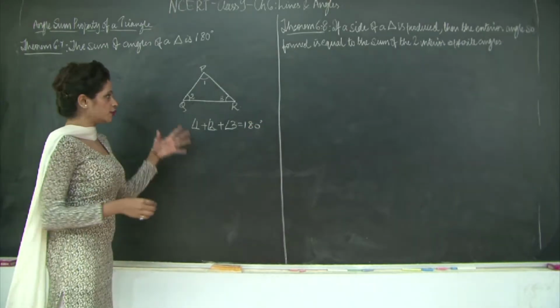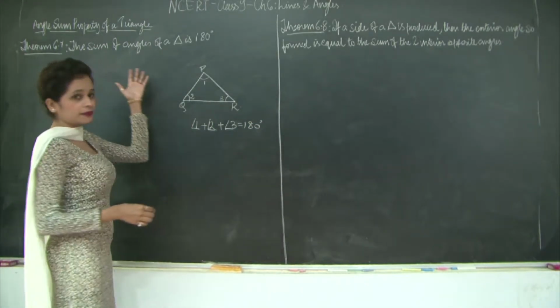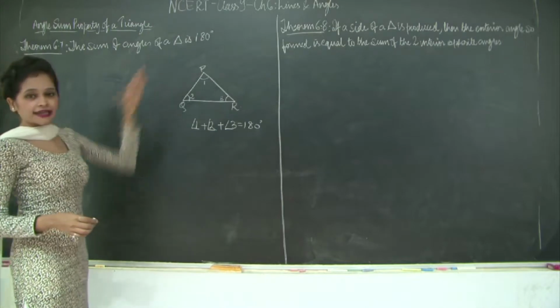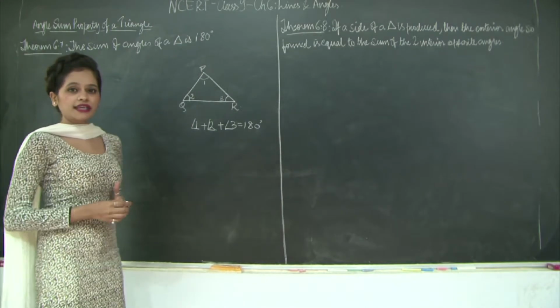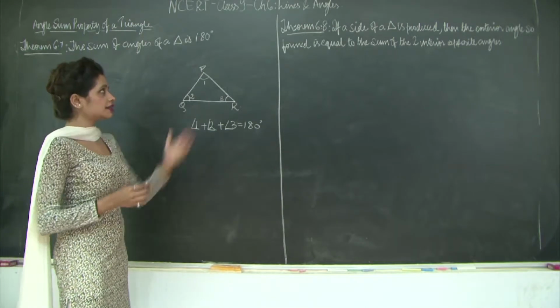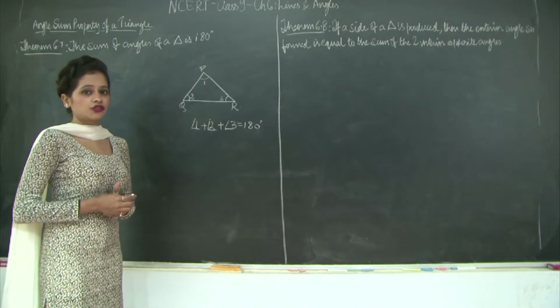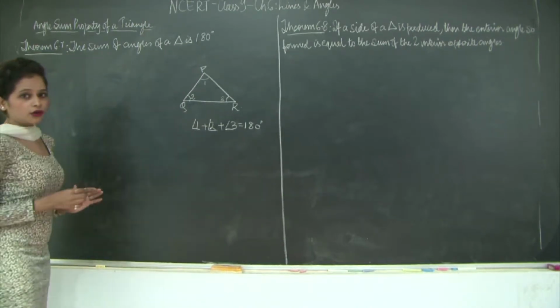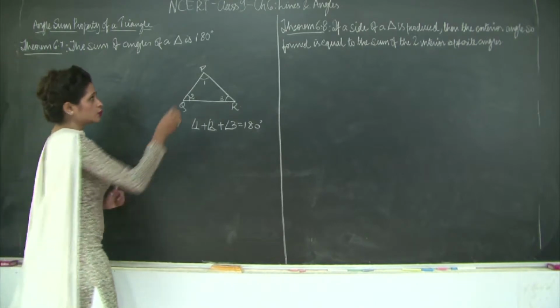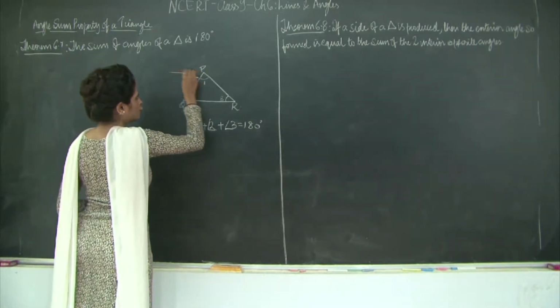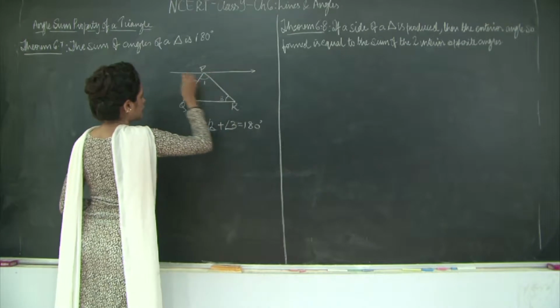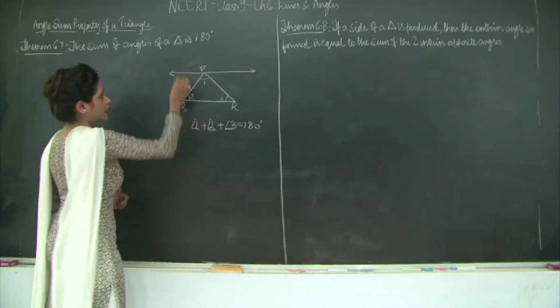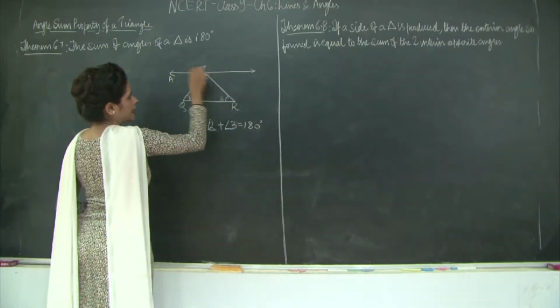So now we are going to prove this property, this theorem, that the sum of angles of a triangle is 180 degrees, by using the axioms and theorems that we have learned in this chapter, lines and angles related to parallel lines. So how are we going to do this? We will draw a line through P that is parallel to QR, and I will name this line APB.